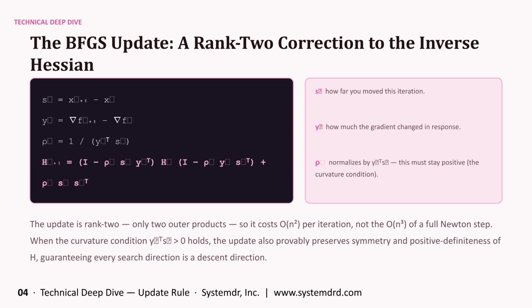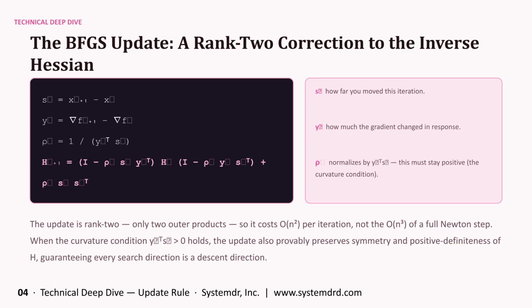The update itself, hk plus 1 equals this sandwich of projections, plus a rank 1 correction, looks dense, but structurally it only involves outer products and matrix multiplications. No matrix inversion anywhere. That's exactly why it costs O of n squared instead of O of n cubed. It's called a rank 2 update because exactly two new pieces of information, sk and yk, get folded in per iteration. Hold on to that detail. It's exactly why the large-scale version of this algorithm, LBFGS, is possible at all, which we'll get to shortly.